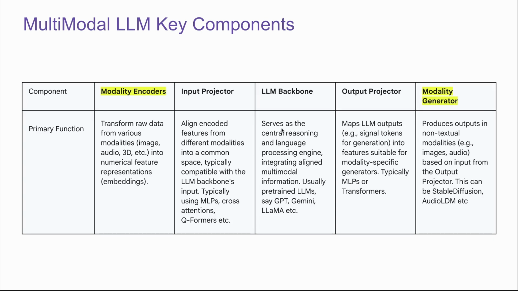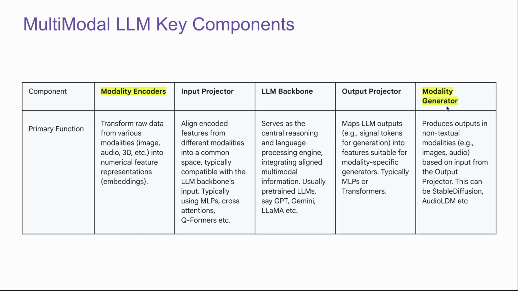This serves as the central reasoning and language processing engine, integrating aligned multimodal information, usually pre-trained LLMs, say GPTs, Geminis, Llama, etc. The next key component is the output projector. It maps LLM output, for example, signal tokens for generation, into features suitable for modality-specific generators, typically MLPs or transformers.